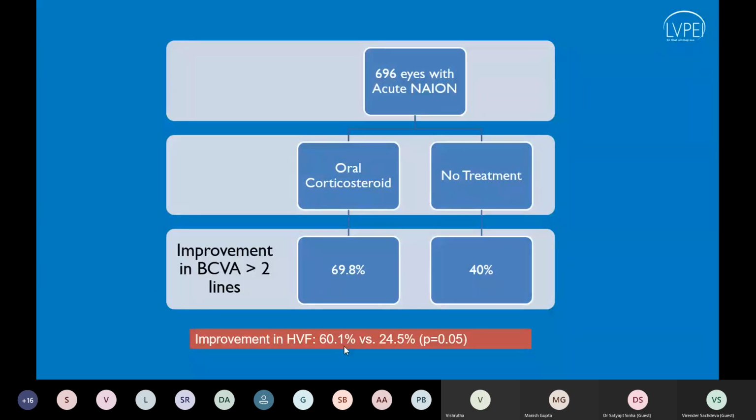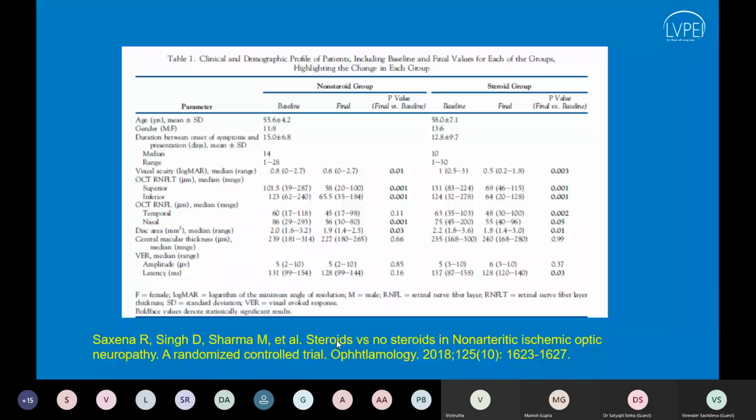However, steroids have their own side effects. They can increase diabetes, they can fluctuate the blood pressure of the patient. Therefore, if a patient has labile hypertension and labile blood sugar levels, it is not a recommended treatment.